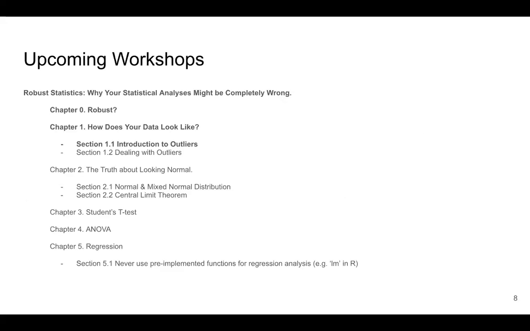So in section 1.1 today, we covered how to detect outliers and what they mean in terms of your sample distribution. In the next chapter, section 1.2, we're going to talk about how to deal with those outliers and why you can't just remove them. And also, we're going to talk about trimming and Windsorization.